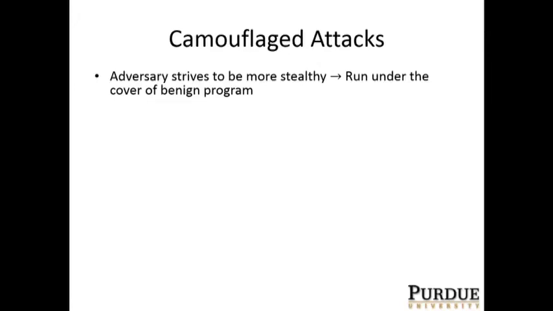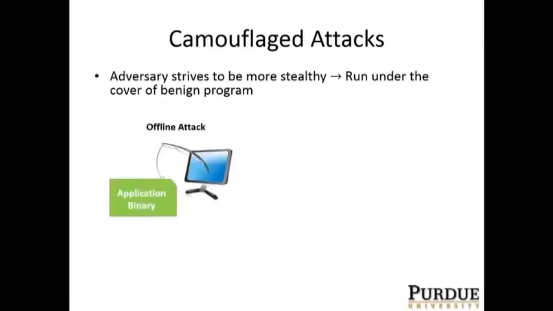Camouflaged attacks can be divided into two types. The first type is the offline attack. The adversary embeds the malicious logic within the binary of a legitimate application and can use some phishing technique to trick the user to download and install it. The malicious logic can run in parallel with benign logic.